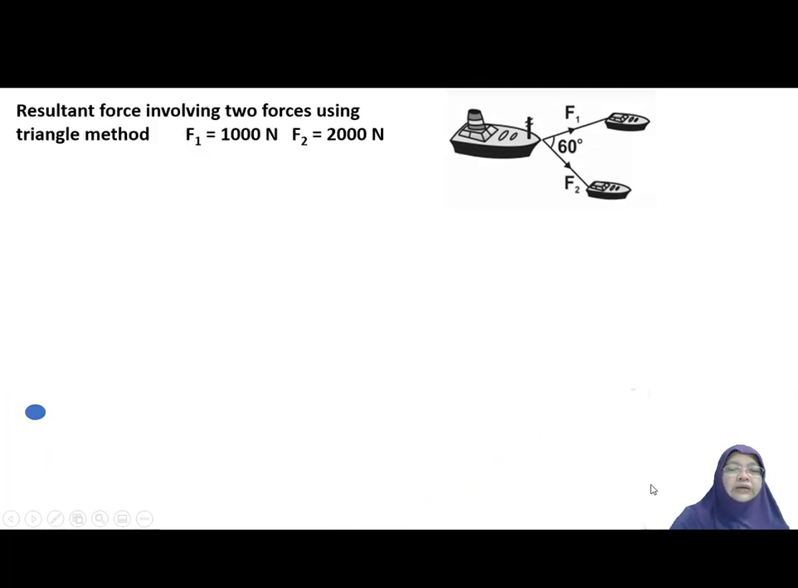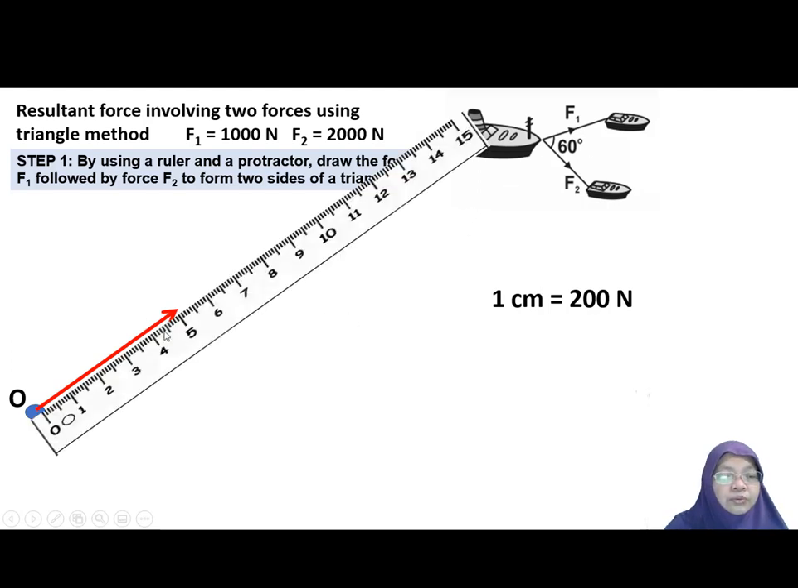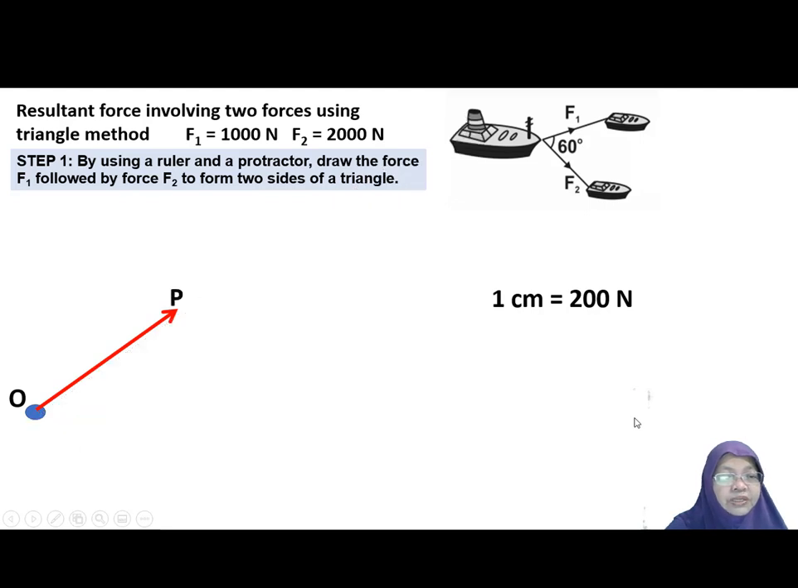Alright. Okay, you can use another method, that is the triangle method. The scale is still the same. So I start with 0 here. Same thing, I choose F1, so measure 5 cm. Okay, correct, 5 cm. Point P. So label it. Now the second one is F2. If I put it here, it will be the parallelogram method. So remember, at the end of P.